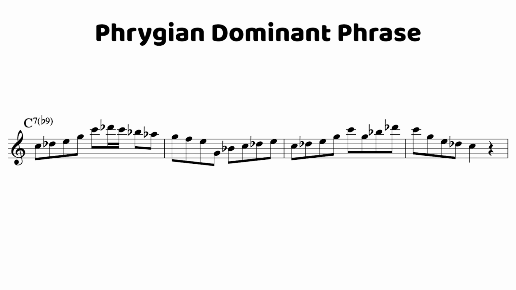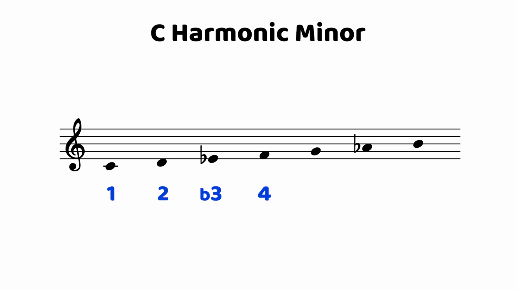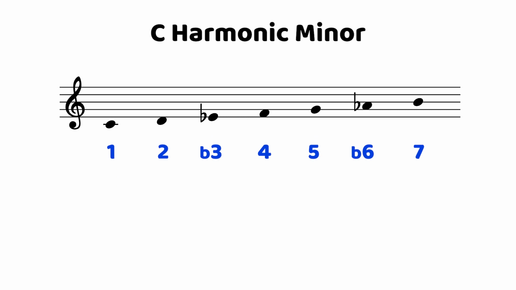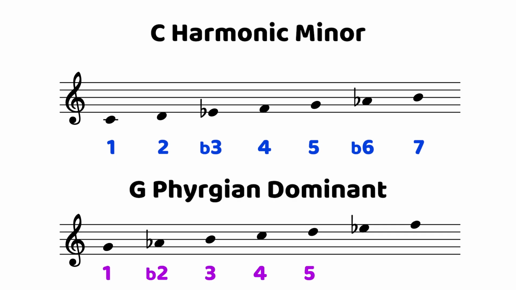The flat 9 is the most common dominant chord extension as it leads smoothly down to the 5th of the 1 chord when it resolves. Now, of course, you may be wondering what exactly is the Phrygian dominant scale. Well, I actually like to think of the Phrygian dominant scale as simply being the 5th mode of the harmonic minor scale. So therefore, if you take the harmonic minor scale, let's take C harmonic minor, if you go ahead and start that exact same scale from G, you get the G Phrygian dominant scale.